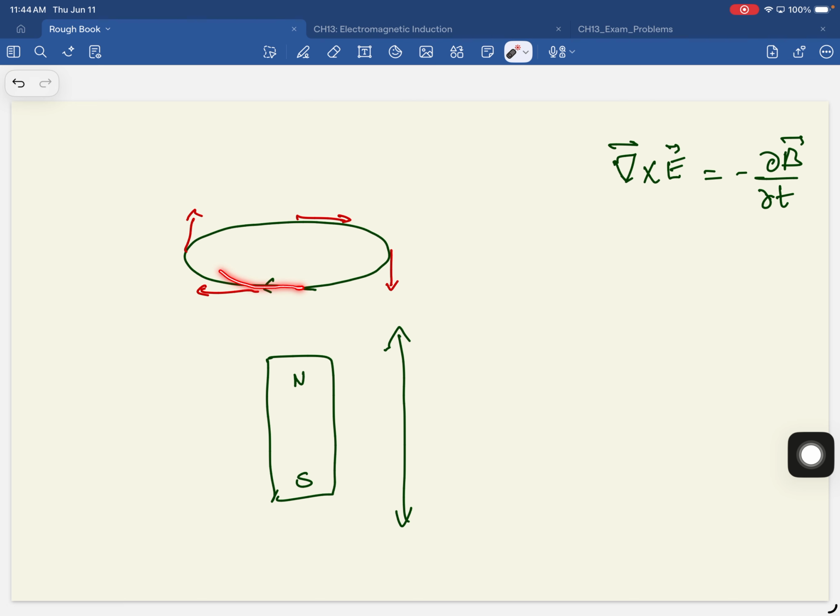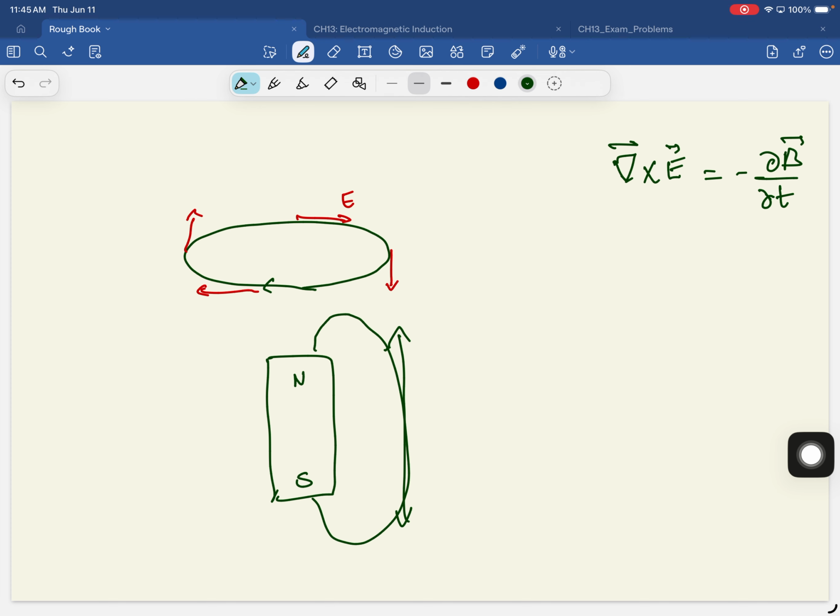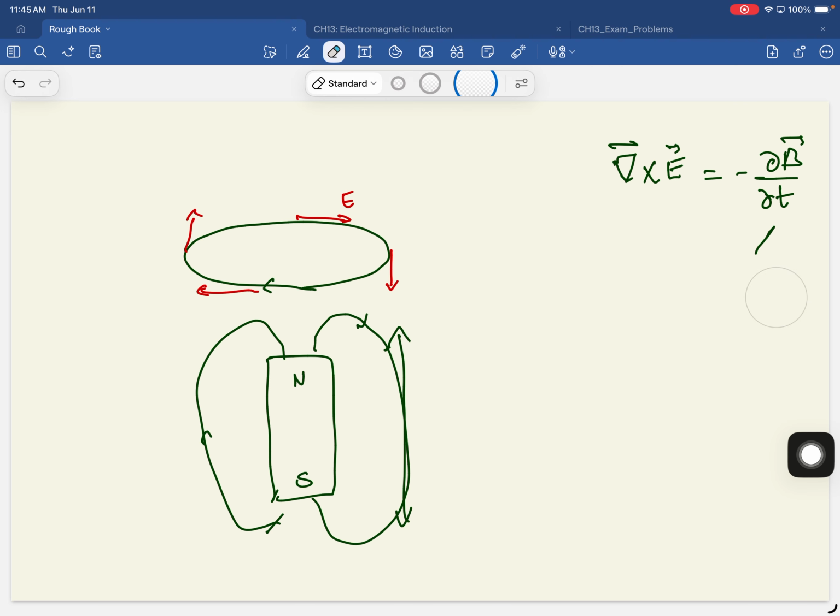No, this is an electric field that I'm drawing. This is not the magnetic field. This is the magnetic field, but it creates the electric field above it. A changing magnetic field creates the electric field. That's what this equation is telling you. The equations have all the secrets to the universe.